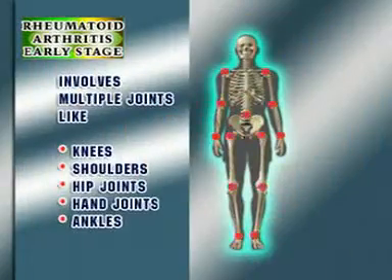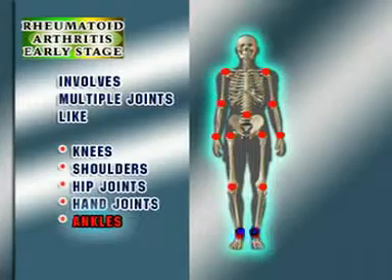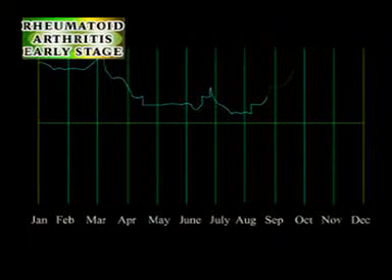In the other group, rheumatoid arthritis, the early stage is characterized by joint pain and swelling of multiple joints like both knee joints, shoulders, hips, hands, or ankles. And this is of varying degree, which means that sometimes the pain goes up for a few months and comes down, and one particular joint may be more involved than the other.